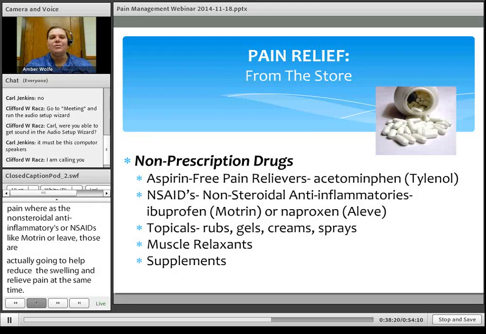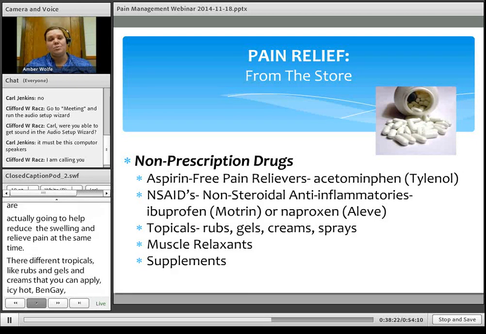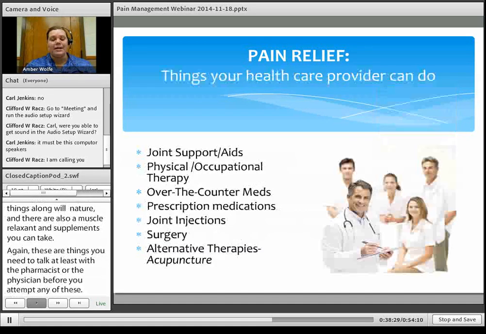But again, these are things that you really need to talk either at least with a pharmacist or your physician about before you attempt any of these. You might have a negative reaction to them that we don't want you to have.